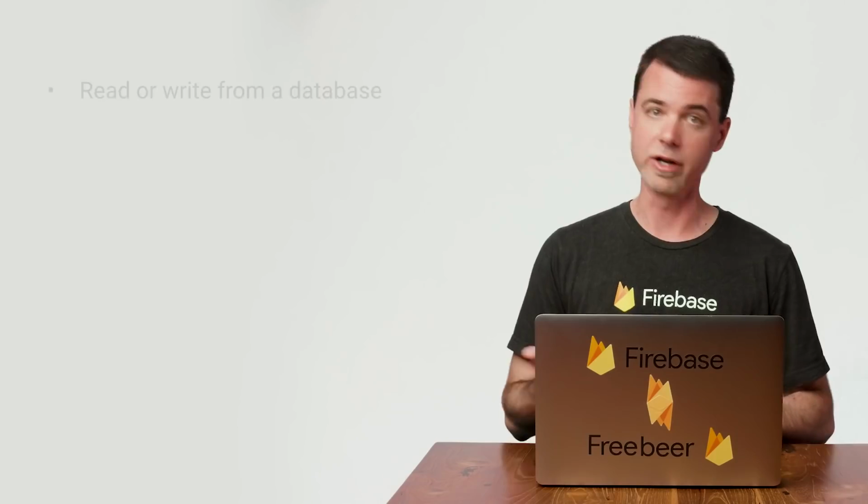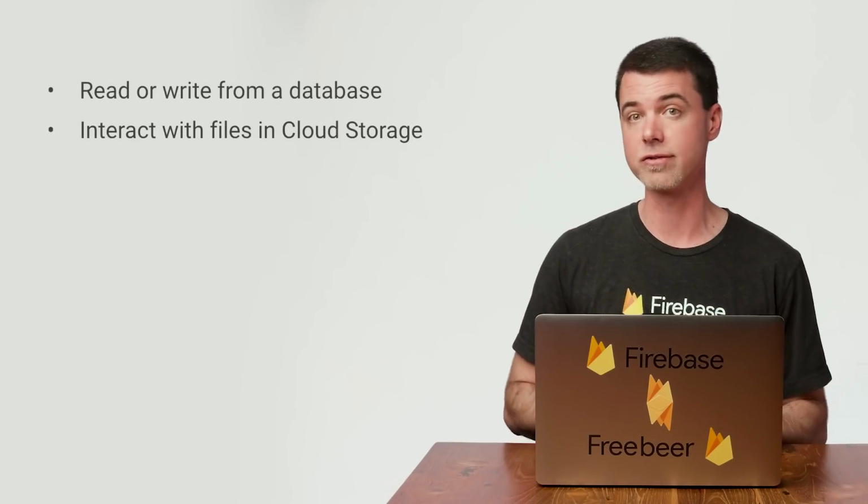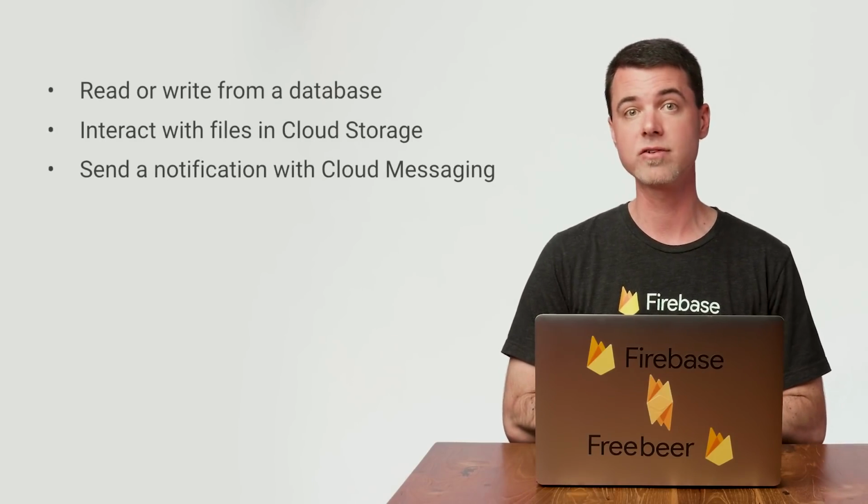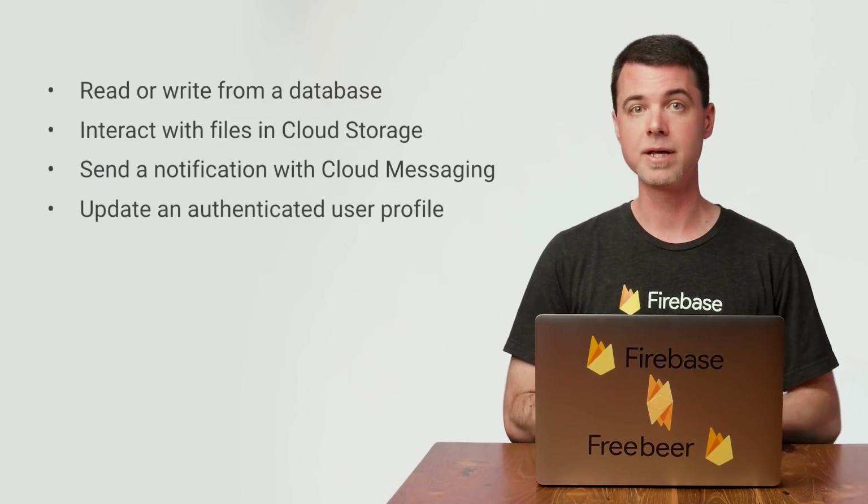Many JavaScript APIs you're going to use will return a promise when you call a function to perform some work. In particular, the Firebase Admin SDK will return a promise when you ask it to do things such as read or write from a database, interact with files in cloud storage, send a notification with cloud messaging, or update an authenticated user profile. Any API that returns a promise will do so immediately, before the work is complete. This is very important to remember because you need to use this promise to figure out when the work is done. Only when all the work is done is it safe to terminate your function, and it's crucial not to let your function terminate while work is still going on.